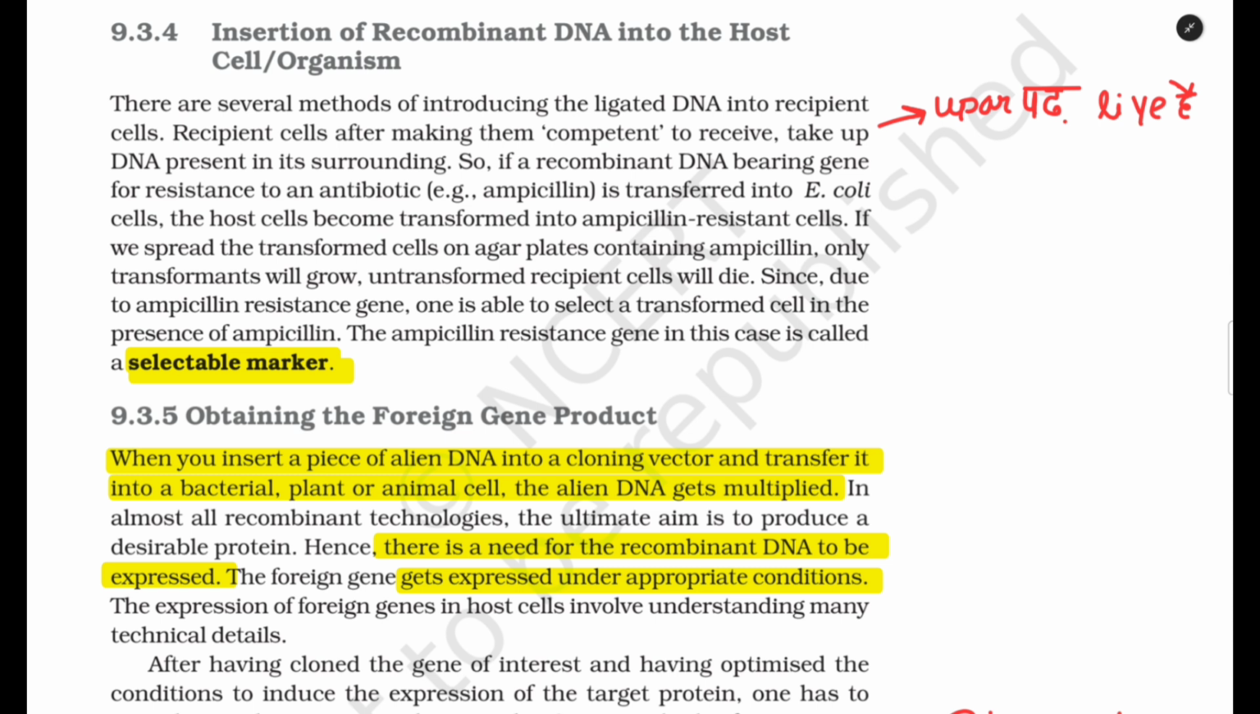If we spread the transformed cells on agar plates containing ampicillin, only transformants will grow, and untransformed recipient cells will die. Since due to the ampicillin resistance gene, one is able to select a transformed cell in the presence of ampicillin, the ampicillin resistance gene in this case is called a selectable marker.